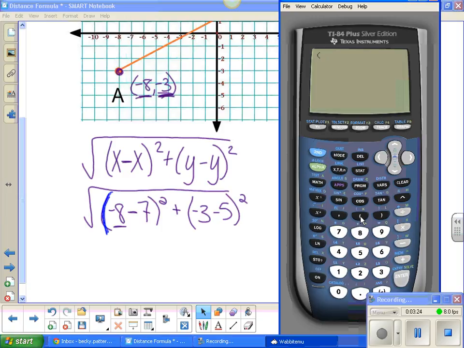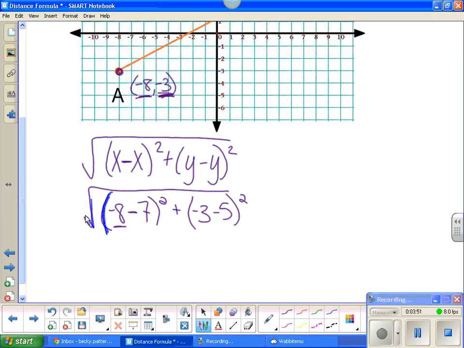So parentheses, negative 8 minus 7, parentheses, squared, plus, parentheses, negative 3 minus 5, parentheses, squared, and hit enter. So I have a 289. That's not my answer, because remember, we still have the square root here. So it's the square root of 289.